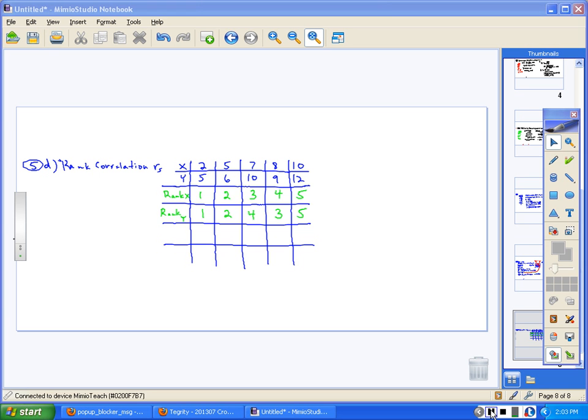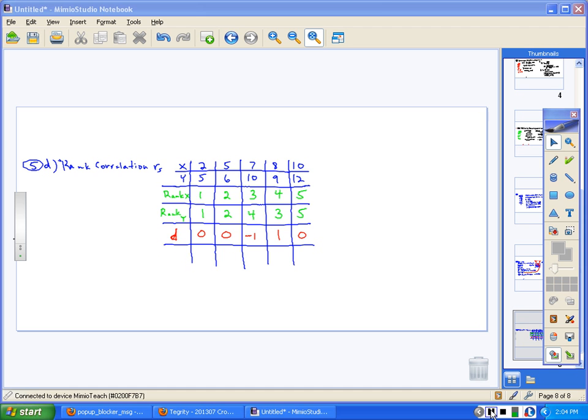Now, we're going to find D. And D stands for difference. Now we're not talking about the original numbers. Ignore those. We're just talking about the rankings. And difference means subtract. So 1 minus 1 would be 0. 2 minus 2 would be 0. 3 minus 4 would be negative 1. 4 minus 3 is positive 1. And 5 minus 5 is 0.